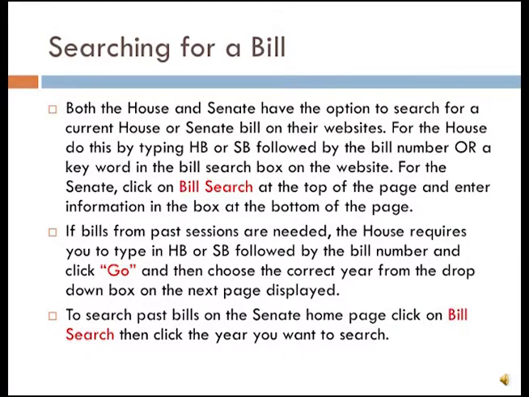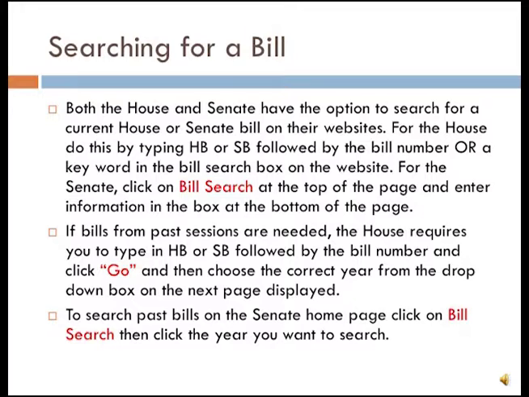Searching for a bill is the next slide. Both the House and Senate have the option to search for a current House or Senate bill on their website. To use the House website, you'll need to type HB or SB followed by the bill number or a keyword in the bill search box on that site. For the Senate website, you'll need to find the bill search feature, which is on the top of the home page, then enter your information in the box at the bottom of that page.